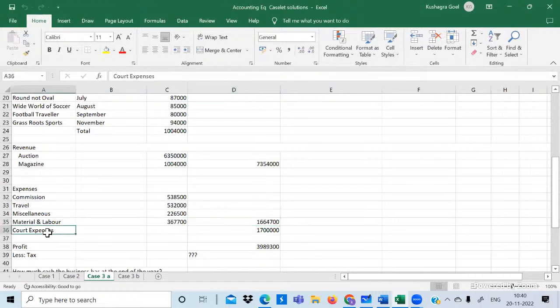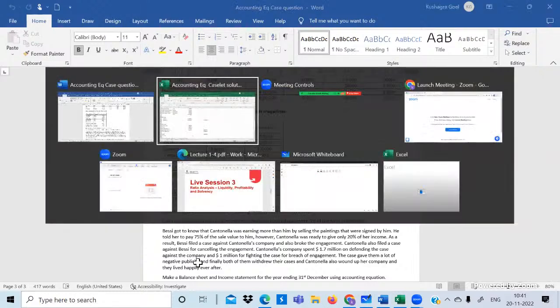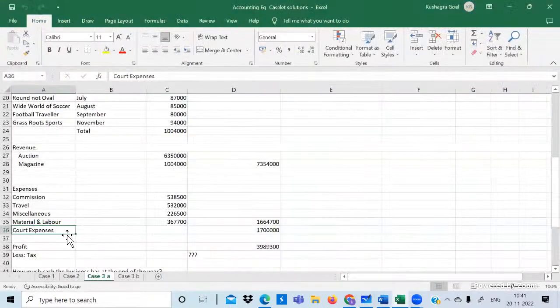Then let's move to the court expense. If you look at the court expense, there are two cases which are being fought. One is against the company and one is for the breach of engagement. The one which is against the company is an expense for the company. So I'll take this $1.7 million as an expense for the company. I'll treat that as my legal expense. So my court expense is this 17 lakhs, which is the cost being incurred for fighting the case which has been filed against the company.